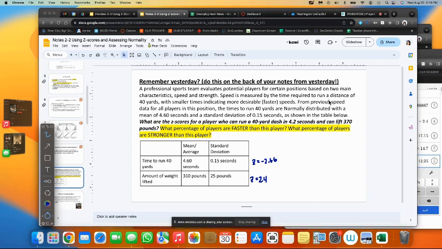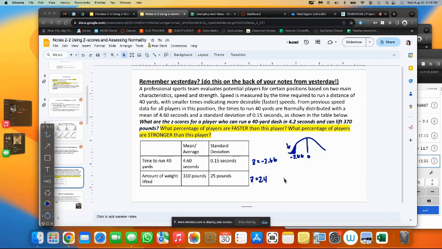Okay, so we sketched a little distribution here, right? And we determined that we can use our standard normal distribution now that we've converted it to a z-score. We know that this is where 0 is, so negative 2.66 is going to be somewhere to the left here. And if we want to know what percentage of players are faster, the faster players are going to be in this area of the distribution because they're going to run a time faster, less seconds than this player. So we want to figure out what this area is.